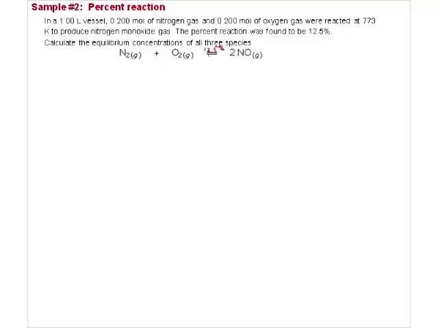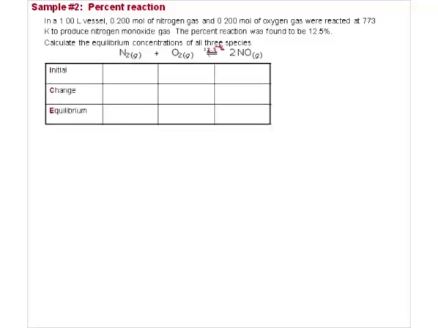So the very first thing we need to do, of course, is set up our ice table, because anytime we want to calculate K, it has to be based on equilibrium. Anytime they give us initials or changes or anything like that, that's our cue that we have to do an ice table. The very first thing we need to do is calculate our concentrations, because these values in the ice table are based on concentrations. So in this case, C equals n over V. The number of moles given was 0.2, and the volume of the vessel was 1 liter.